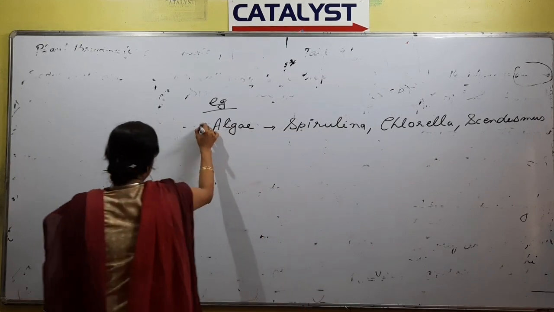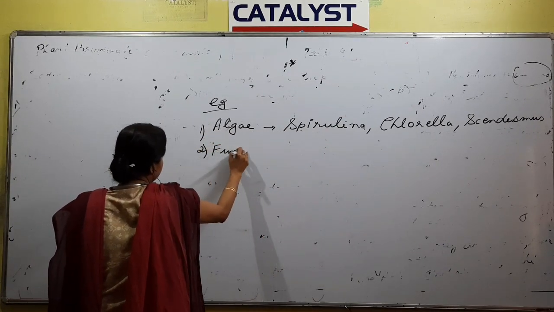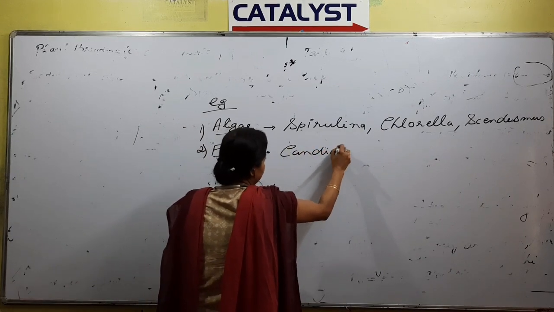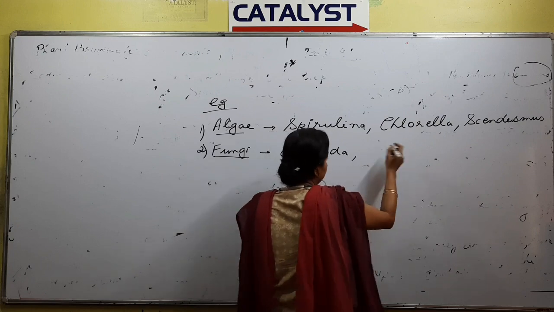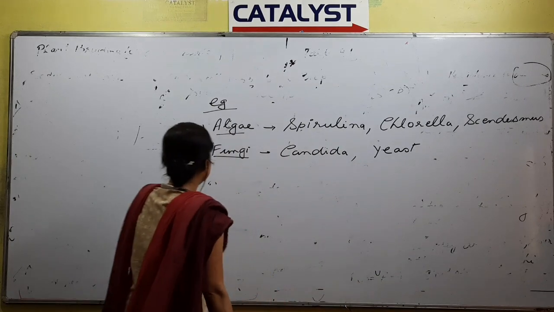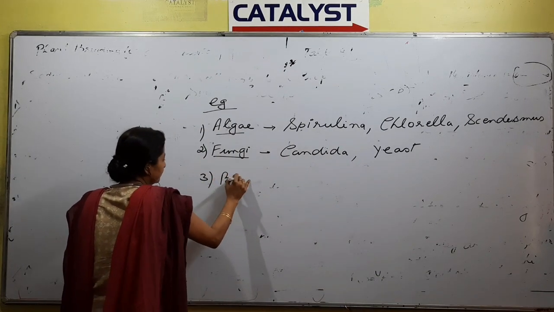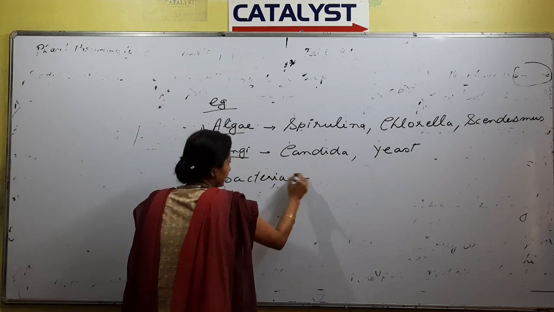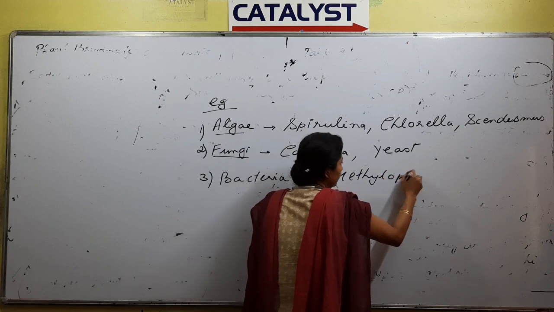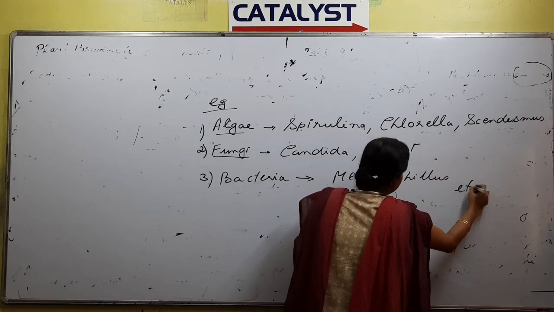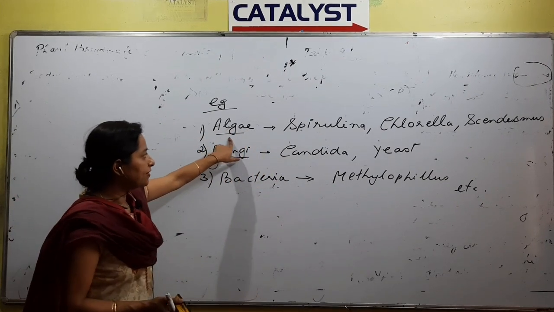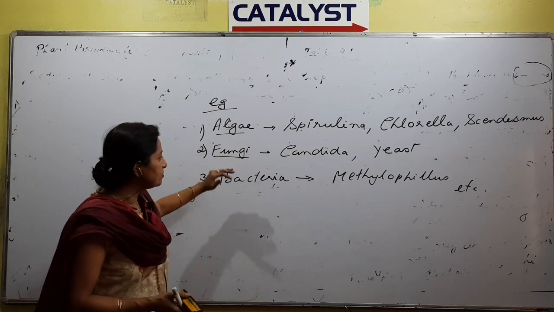If you are talking about fungi, Candida. Next we can talk about yeast, etc. If you are talking about bacteria also, Methylophilus bacteria, etc. So microorganisms used as food is called as single cell protein. Certain types of algae, certain types of fungi, and certain types of bacteria are used as food.